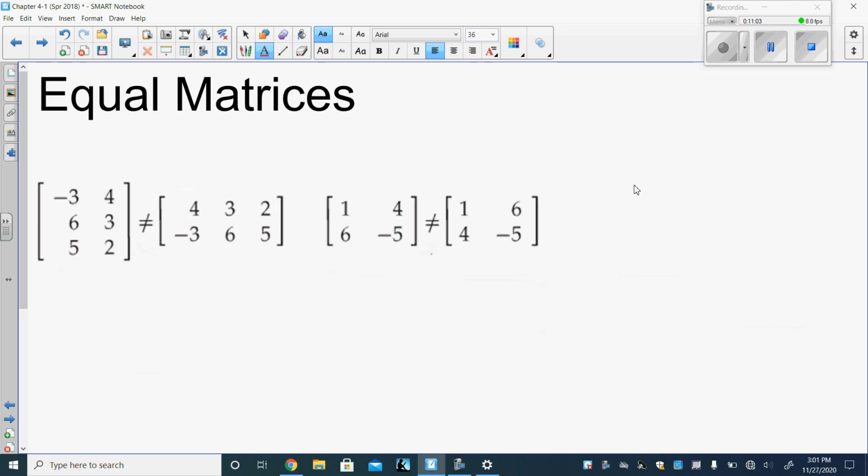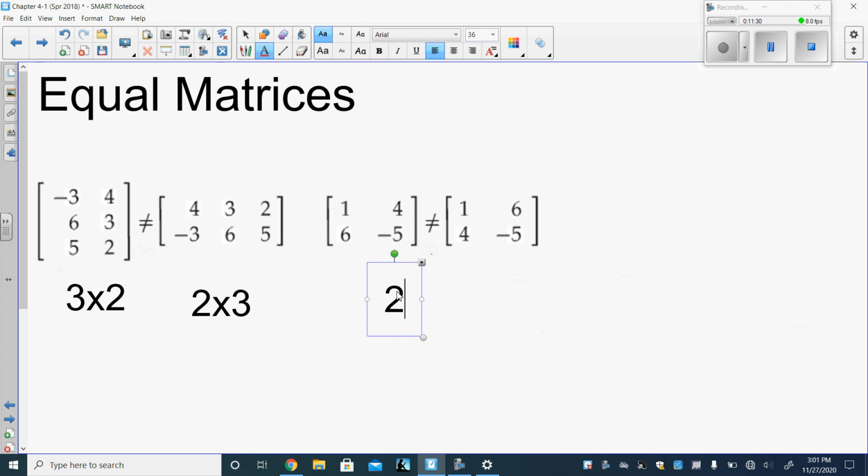Now for matrices to be equal, they have to have the same dimensions and the same elements in every single one. So here, the first two we're given, well, the first one here is a 3 by 2. And the other one over here is a 2 by 3. So the dimensions aren't the same, so they cannot be equal. They cannot be the same.